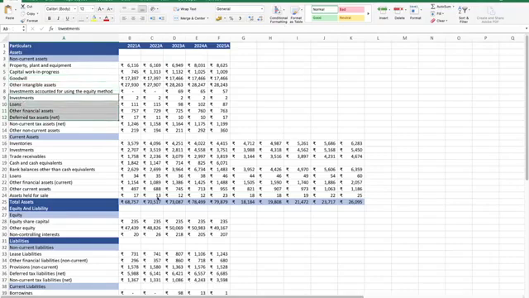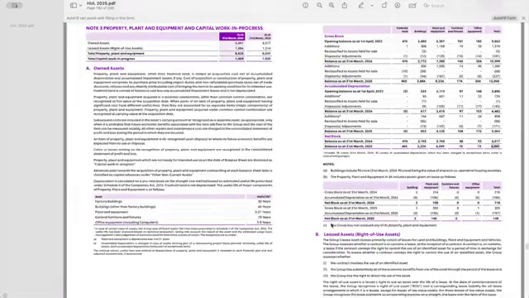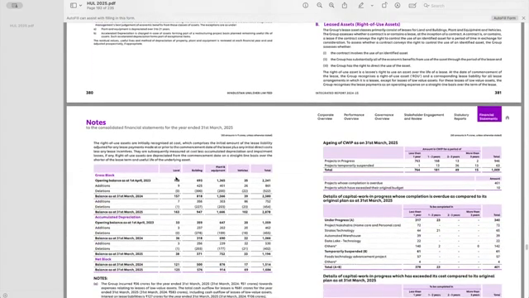So again, go back to our report, right? So this is for the PP&E. Now within PP&E you have two components, you have the owned assets and you have the leased asset. So this is for the owned asset and this is for the leased asset. So we'll be basically dividing property, plant and equipment into two components and using the numbers respectively.